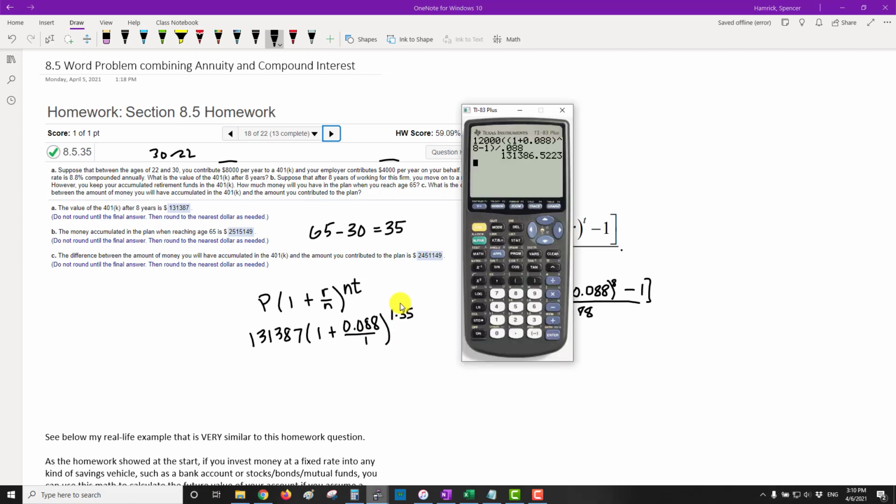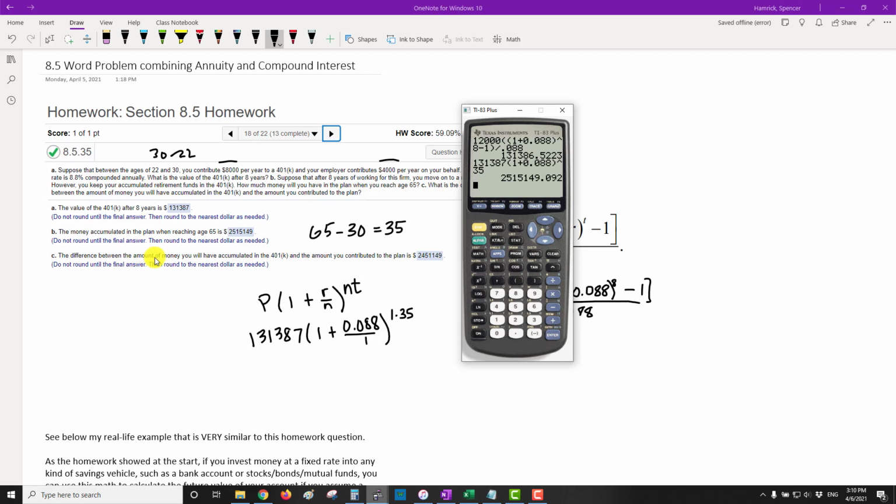So let's put that in the calculator. 131,387, parentheses, 1 plus 0.088 divided by 1. I'll just leave the divided by 1 out because that doesn't change it. We raise that to the 35 and press enter, and we get 2,515,149, and in this case it rounds down because it's 0.09, so we'll call that 2,515,149.